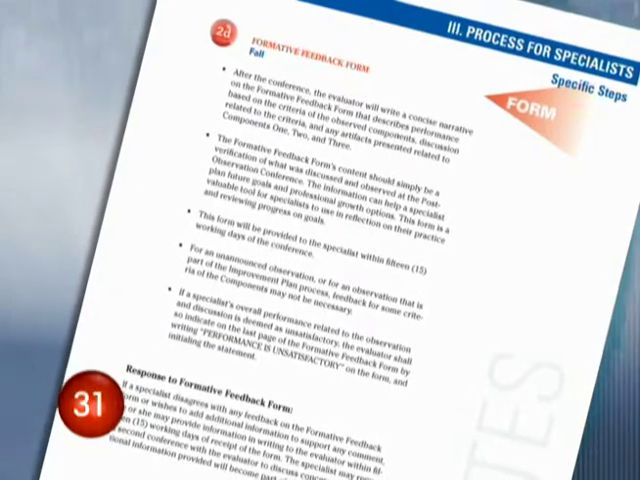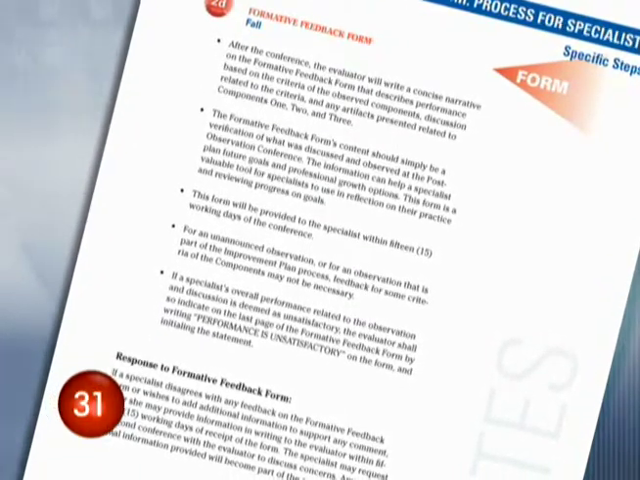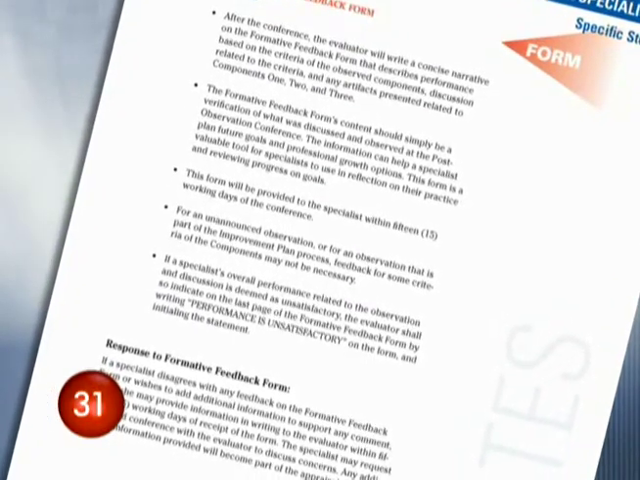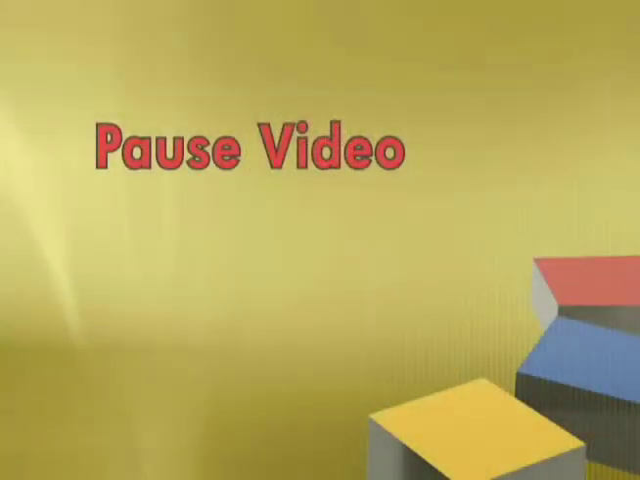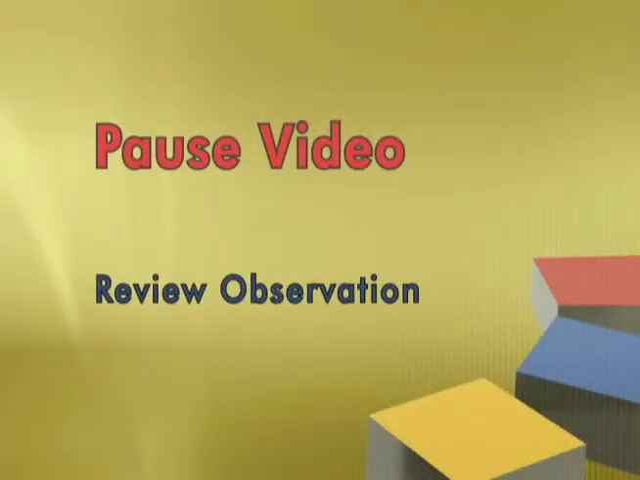More details about the formative feedback form are available on page 31 in the guide, including a process for responding to the form if the specialist disagrees with any feedback or wishes to add additional information. This wraps up the observation portion of the process. Pause the video now and review this section, including the possible evaluator questions for the post-observation conference.